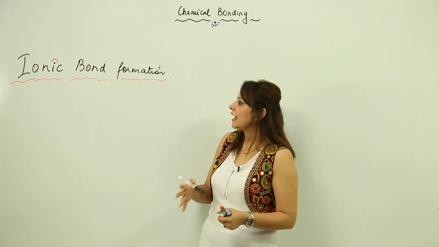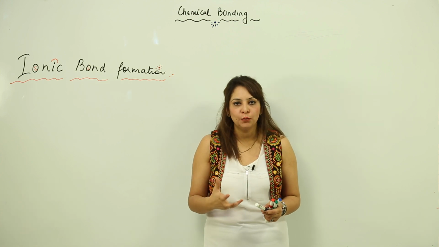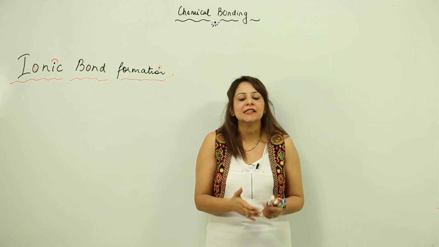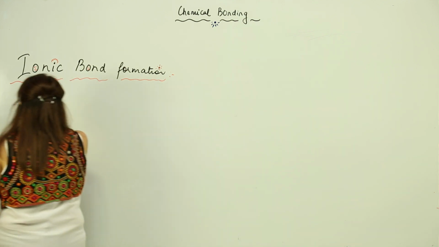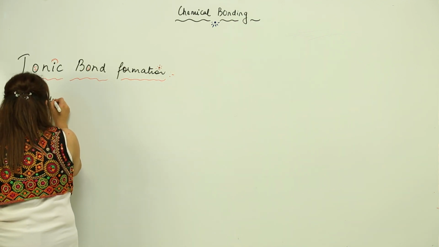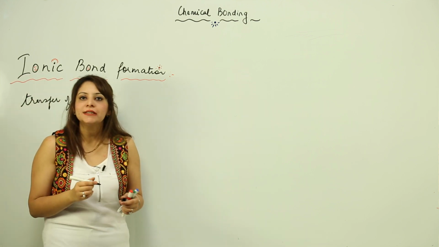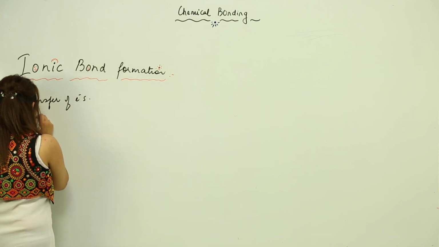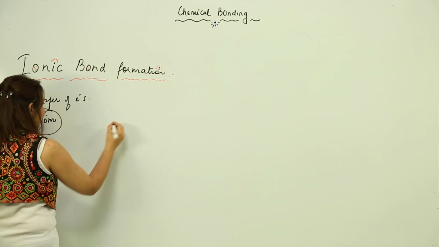Now we are going to start with the ionic bond formation. As you all know, how we make an ionic bond. Till now we have already discussed that in an ionic bond, transfer of electrons takes place. So that means there is an atom, right? Suppose this is my one atom and this is my another atom.